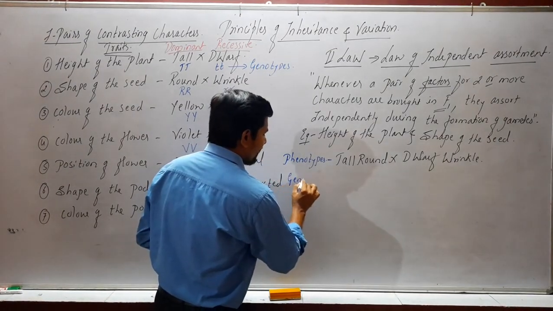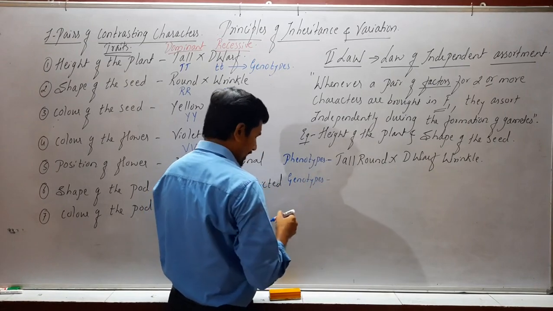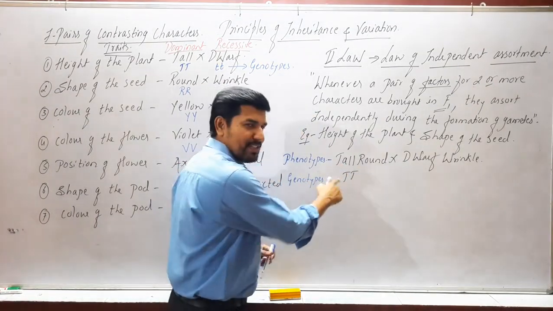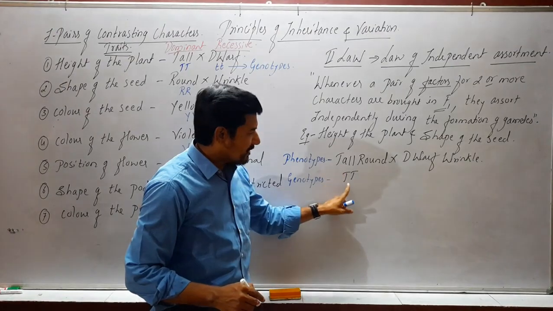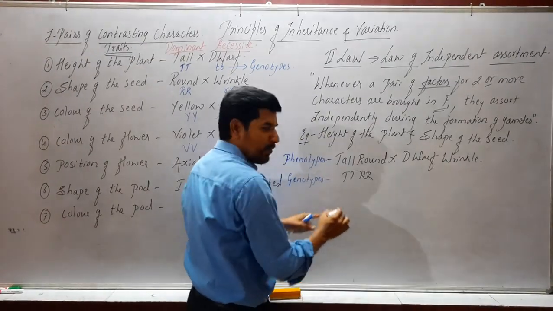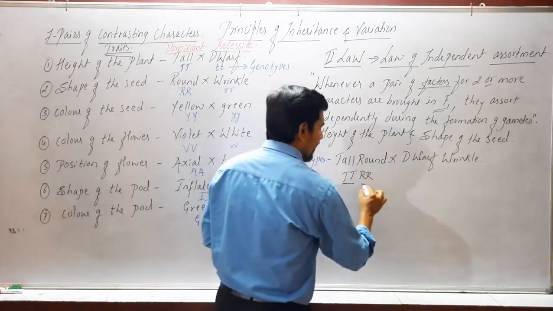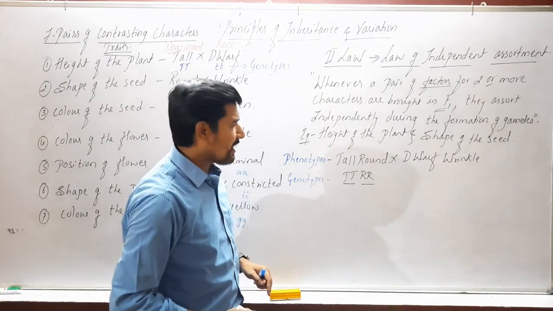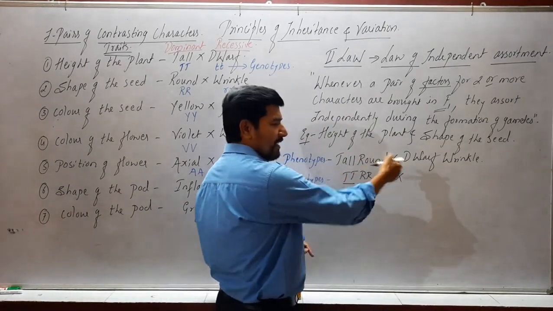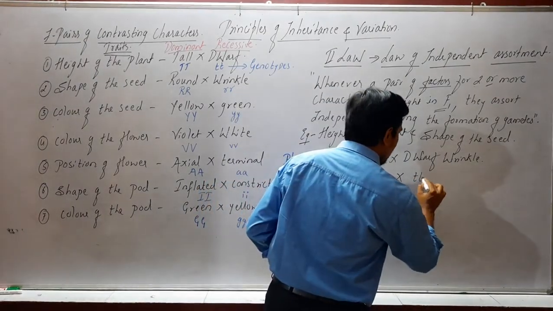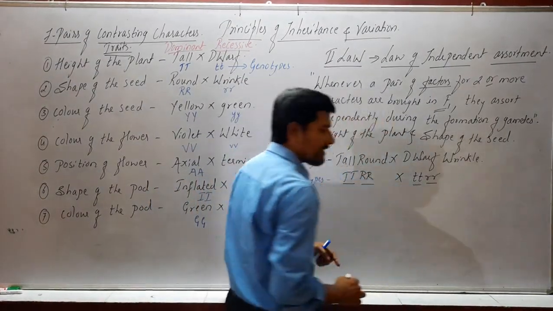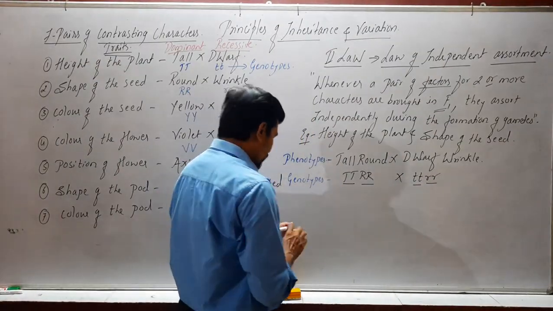Then what is the genotype of this? We are going to write the genotypes here. For tall, we have a capital T. Genes are always in pairs, and tall is in homozygous condition. For round, capital R, because it is in homozygous condition. For the next one, dwarf and wrinkled cross, we write the small letters, small t, small r, because dwarf is in homozygous condition and wrinkled is in homozygous condition. Now, next we have to write the gametes.